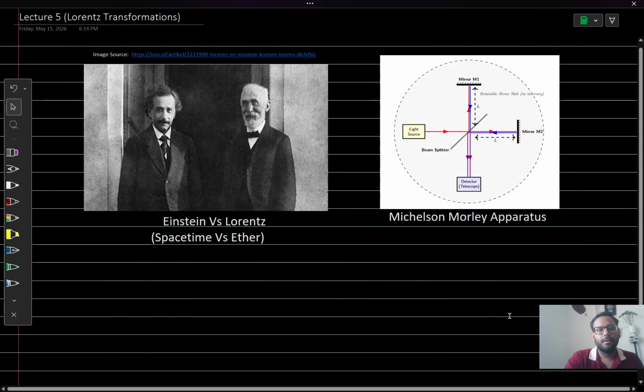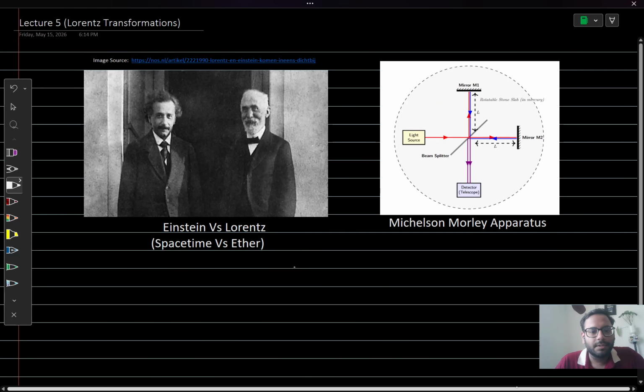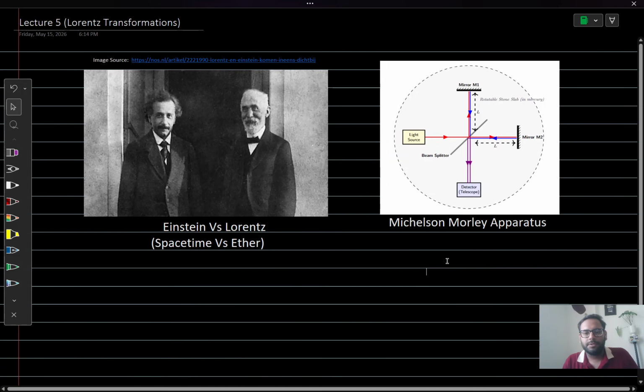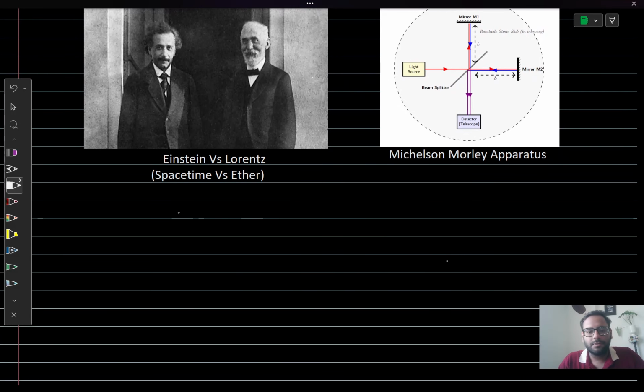Okay, so in this lecture we're gonna do some Lorentz transformations. First of all, let's understand the weird concepts before going to the Lorentz transformations. So this is Einstein and this is Lorentz, space-time versus ether, and this is the Michelson-Morley experiment we have talked about in the previous classes. Okay, so let's do the calculation again.